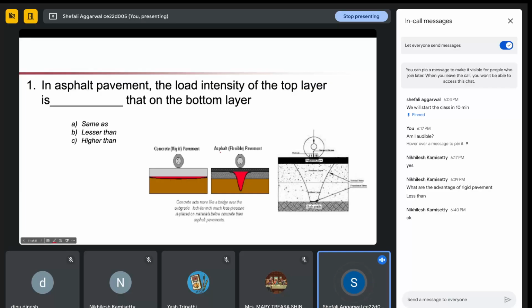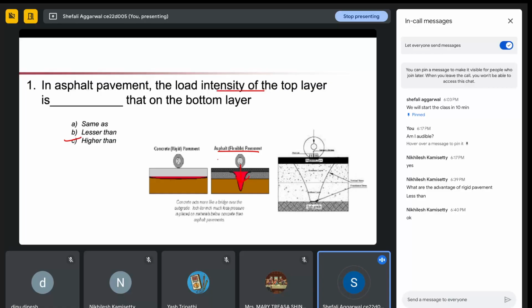So if you see in pavement, normally what is happening, there is a pressure which will directly go from top to bottom. So load will be more on the top layer and then it will be distributed till the bottom layer in a decreasing way. So the load intensity of the top layer will be more than that of the bottom layer.